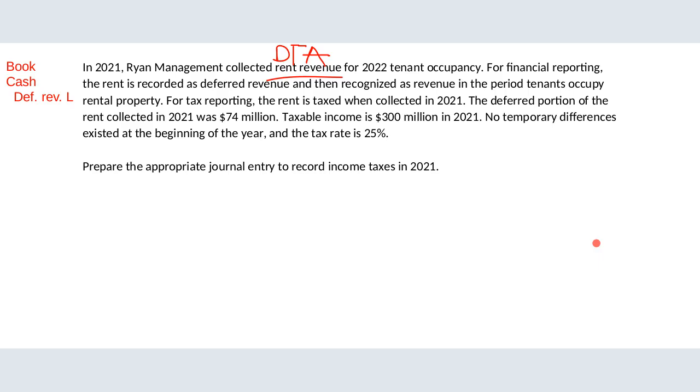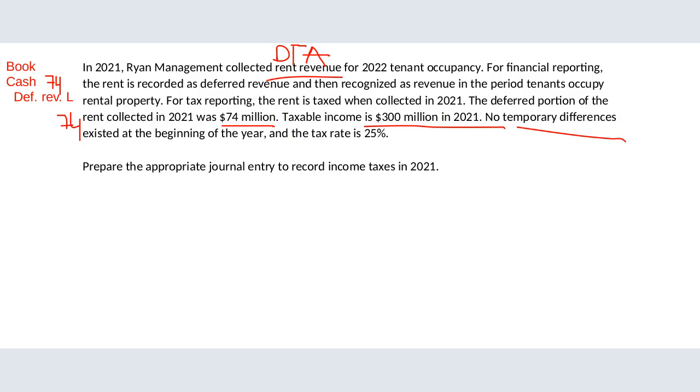All right. And so for financial reporting, the rent is recorded. That's exactly what I just said. The deferred portion of the rent collected was 74 million. So we collected 74 million in cash. You could write the numbers here if you wanted to. Okay, so this is the entry for book purposes. But again, for tax, we are going to recognize the tax. Taxable income is 300 million. There's no beginning balances.